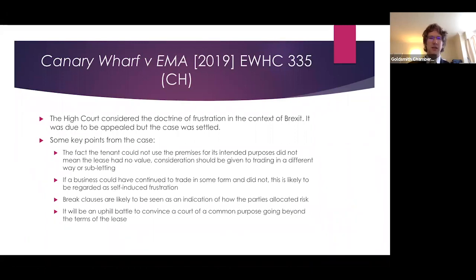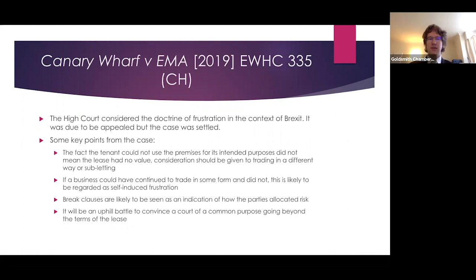Now, I've set out in the note some more detail on the judgment, but to take away some key points from it. Firstly, the fact the tenant couldn't use the premises for its intended purpose did not mean the lease had no value, and consideration should be given to trading in a different way or subletting. So in this case, EMA was intending to use the premises as its headquarters in the UK. Because of Brexit and the rules around the EU, it could no longer do that. So their argument was essentially that it didn't have any value, and to them the whole thing was frustrated. They couldn't use it, completely against the intended purpose.